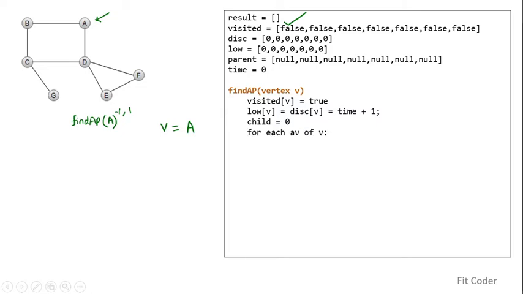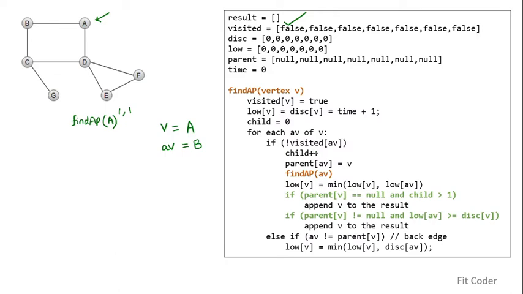For each adjacent vertex of V, the adjacent vertices of A are B and D. So let's start with B. If B is not visited, we increment the child. So child is now 1. We set parent of B to A, and we call findAP for B. So now V is B. So a recursive function call is made.